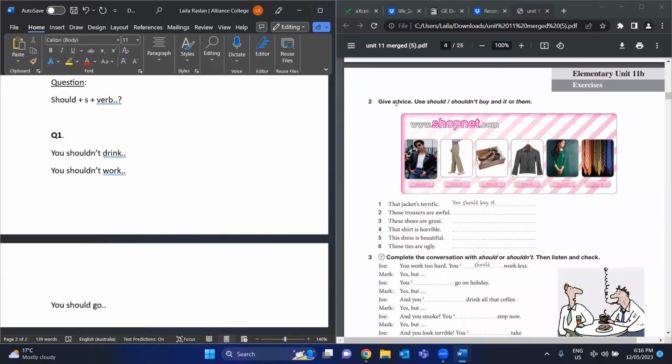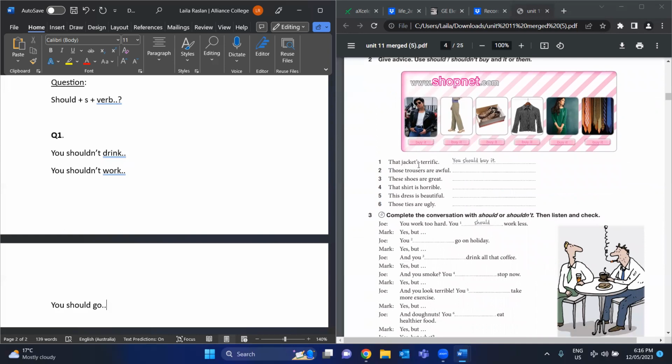Okay, let's give advice using should or shouldn't. We can even say you shouldn't, like, that doesn't look good on you, or you shouldn't buy it, that's too expensive. Number 1, the jacket. That jacket is terrible. You shouldn't buy it. Sorry, terrific. So you should buy it. The negative was it looks terrible, so you shouldn't buy it. Terrific means amazing. It looks really good, really awesome.